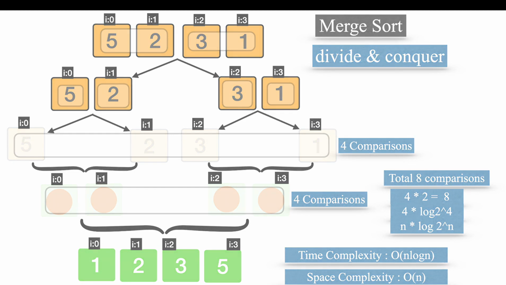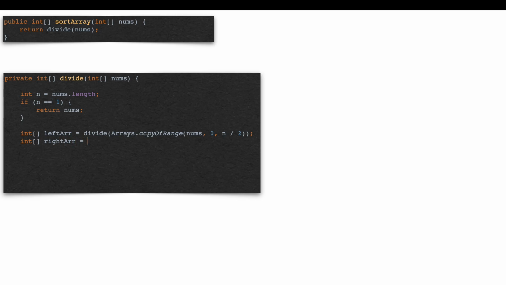So let me walk through the code. You will be given an integer array. First we apply divide, then we apply conquer. As part of divide, you will be getting the input array. First we take the length of the array. If the array length is 1, we just return the array, because you cannot divide the array if the length is 1. Then we take the left array by dividing the current array, taking the elements from 0 to n by 2 index. Similarly, the right array, taking the elements from n by 2 to nth index. Then we apply conquer logic, passing the left array and right array individually.